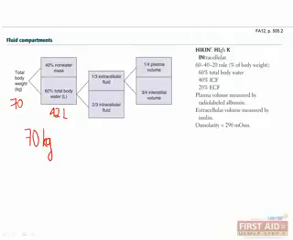Then, of that, 2/3 is intracellular, or about 28 liters. The remaining 1/3, about 14 liters, is extracellular. Of the extracellular fluid, about 1/4, or 3.5 liters, is in the plasma, and the remaining 10.5 is in the interstitial space. Now that we have our example calculation, let's talk about the differences between these compartments.